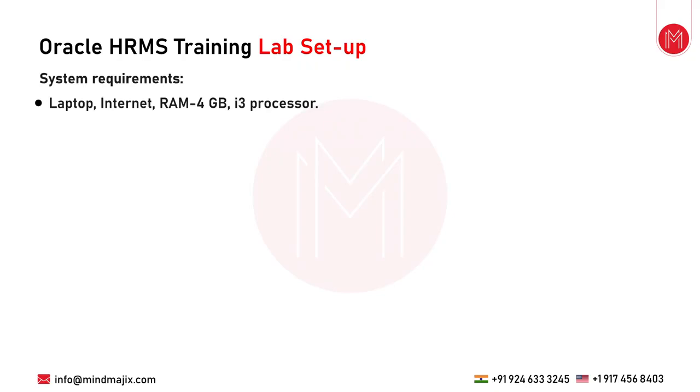And when we talk about the lab setup, for Oracle HRMS, 4 GB RAM with an i3 processor will be enough. You have to get the license from Oracle, and if you have the portal or website and you have the credentials, then you can just log in and start working. Each and every company, when they want to purchase Oracle, has to pay some money and they will have access to the environment. For a particular company, a different environment will be there where they can manage their workflow easily.